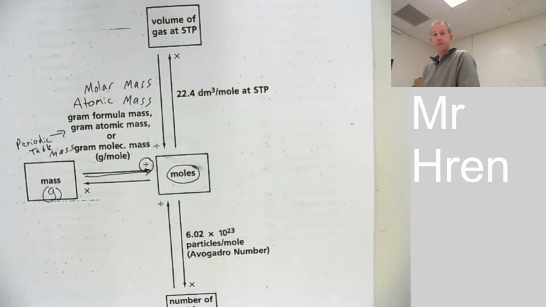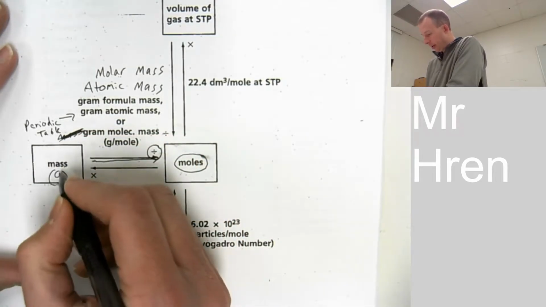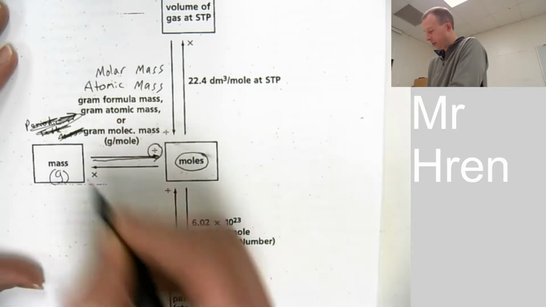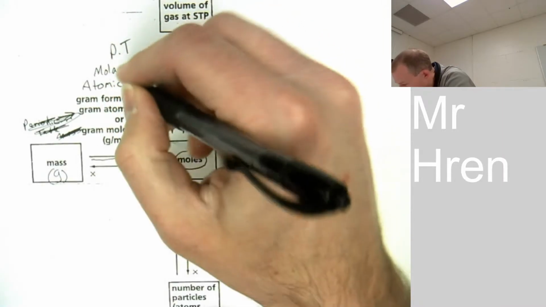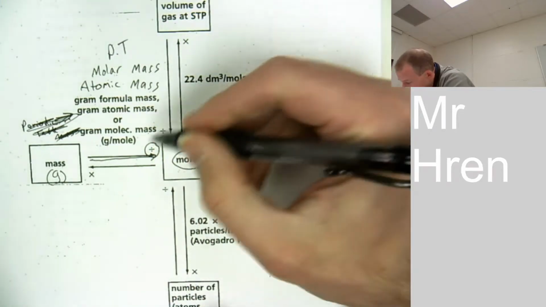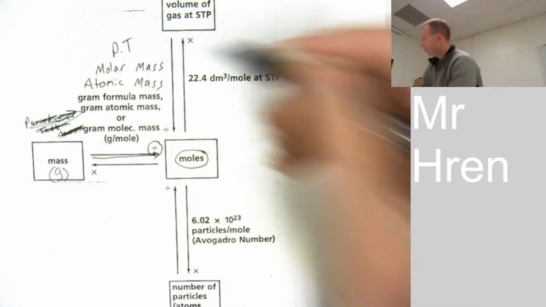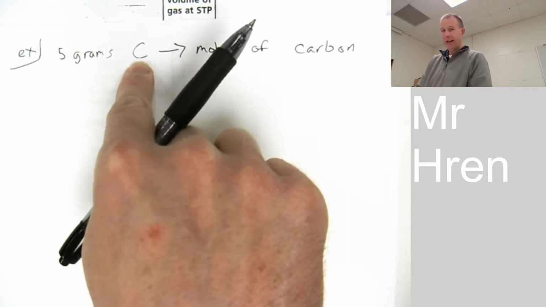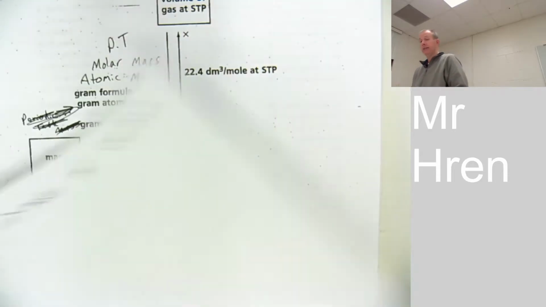So what that means, actually, I don't want that to confuse you. I don't want you to think that this has anything to do with this. So this here, this is the period. Yeah, I'm just going to cross off. That's going to confuse everybody. So this is the periodic table. All right. This value is from the periodic table. So you're going to divide by the mass from the periodic table. So you're going to do 5 grams of carbon divided by the mass of carbon from the periodic table.